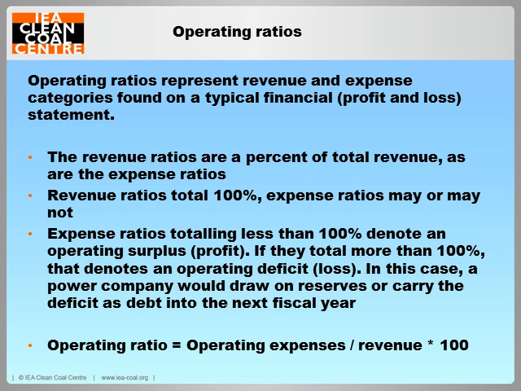Expense ratios totaling less than 100% denote an operating surplus, that is profit. Those totaling more than 100% denote an operating deficit, i.e. loss. In the case of a deficit, a power company would either draw on its reserves or carry the deficit as debt into the next fiscal year.